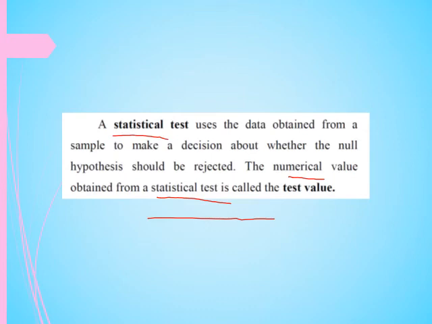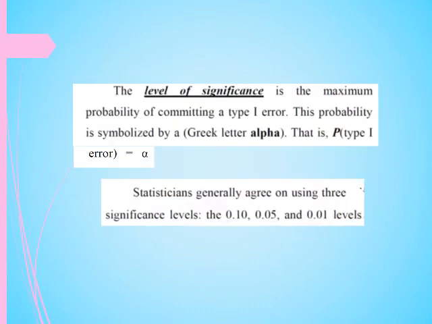And the statistical test uses the data obtained from a sample, okay, to make a decision about whether the null hypothesis should be rejected. All the time we are concerned about whether the null hypothesis should be rejected. Another very important definition in the hypothesis testing process is the level of significance. The level of significance is the maximum probability of committing a type 1 error. The probability is symbolized by alpha. So the level of significance is alpha here, and it's the probability of a type I error. The statisticians generally agreed on using three levels of significance: 0.1, 0.05, and 0.01.